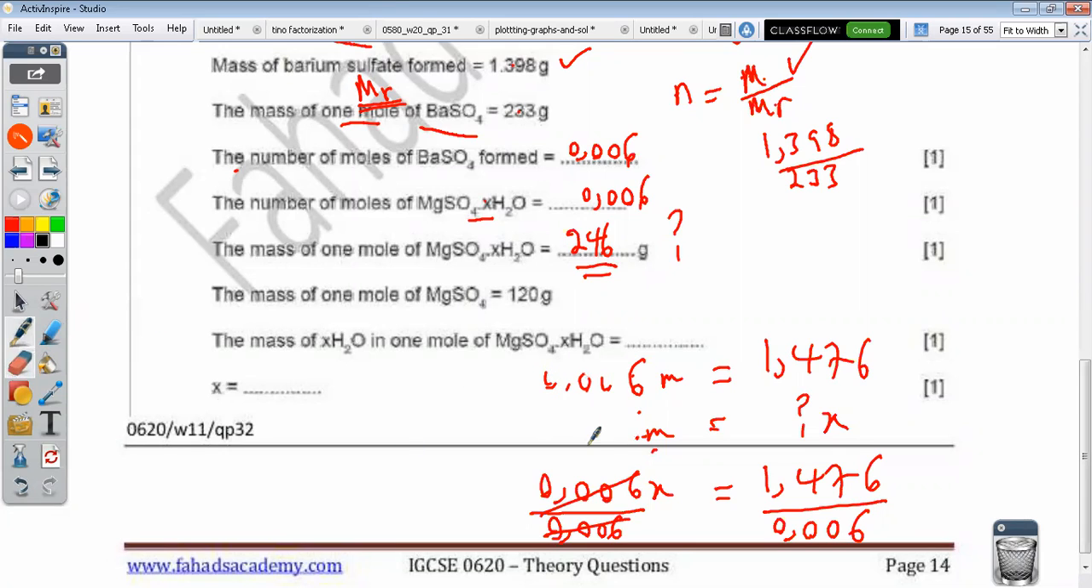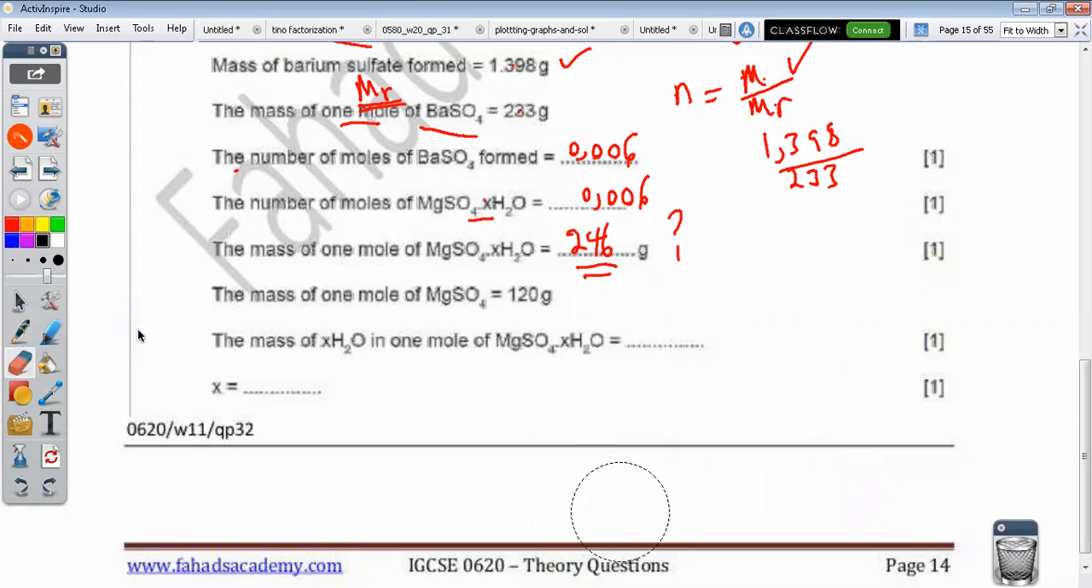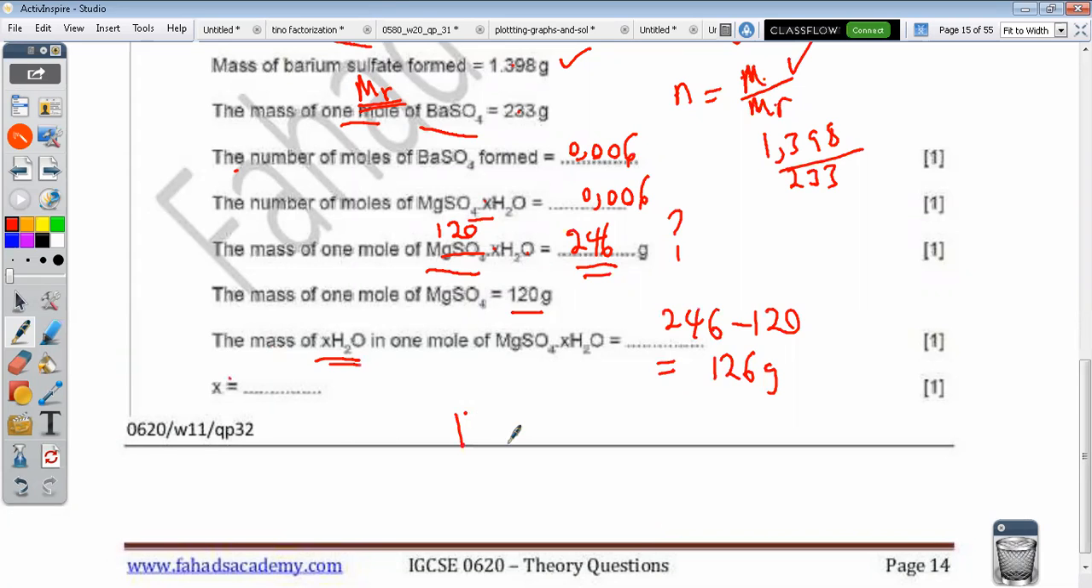And we don't know how many water molecules. Follow me slowly. So 246 is the mass of what? Now, they're saying the mass of one mole of this magnesium sulfate is contributing 120 of this whole mass, of the whole thing, including how many water molecules, we don't know. So to find the mass of X water molecules, we're simply saying 246 minus 120. What do you get? What's 246 minus 120? 126. 126 grams.